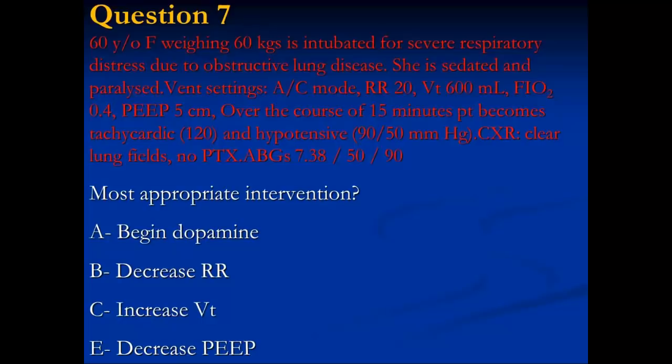First, what happened? Just forget about the question. What happened? Dynamic hyperinflation? Yes, dynamic hyperinflation. Look at this minute ventilation here: 600 times 20 is like 12 liters. So you have 12 liters of minute ventilation in a patient who has COPD, or I'm telling you here it's obstructive. So that probably created what we call dynamic hyperinflation, auto PEEP, right? And this auto PEEP is probably responsible for this.